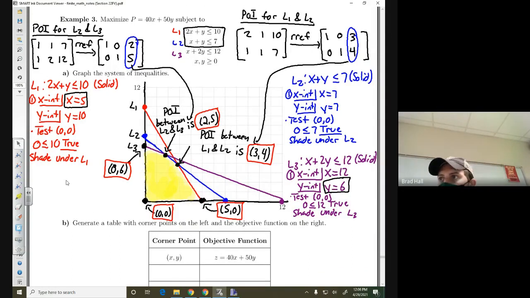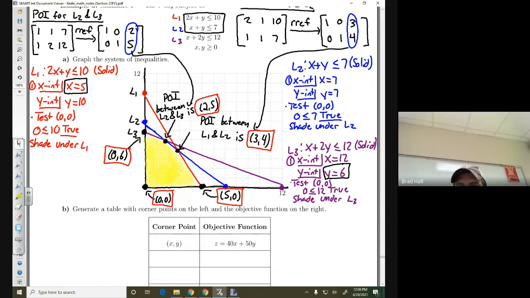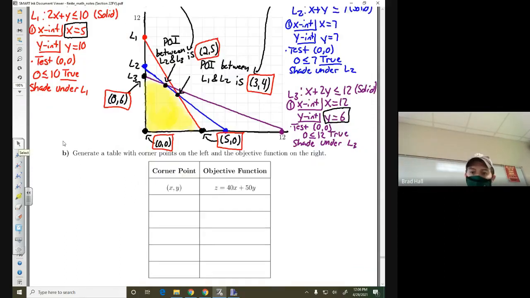For anyone who might still be writing the matrix stuff, I'll give you a few more seconds to write that down before I scroll down. Let's go ahead and move down to actually placing the corner points into our table. Again, it doesn't matter what order you do it in.